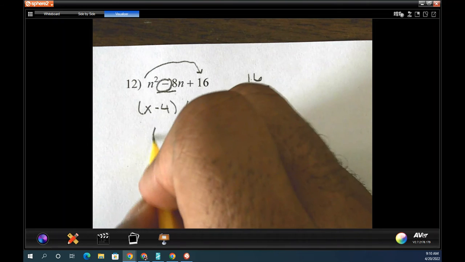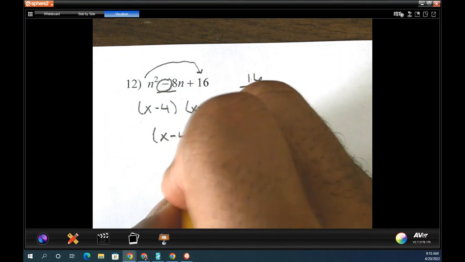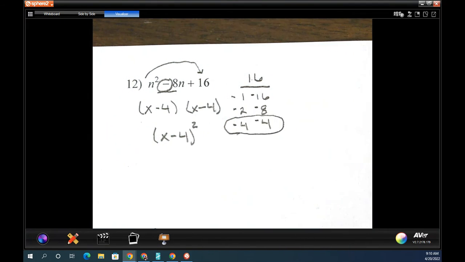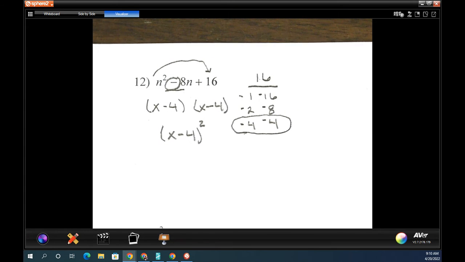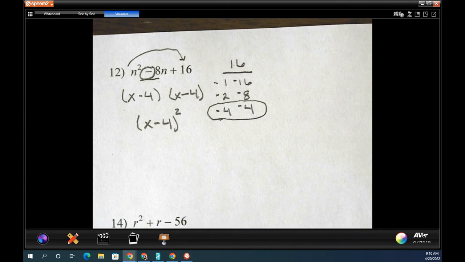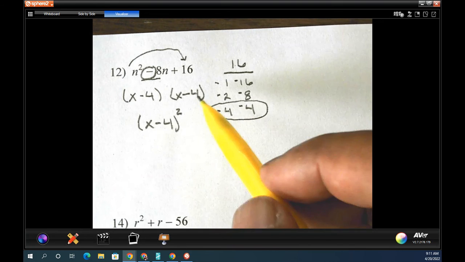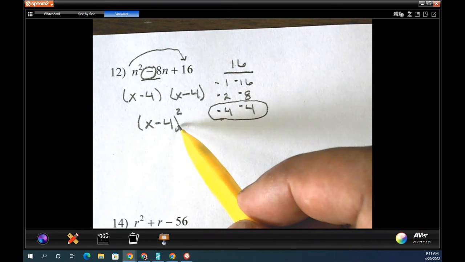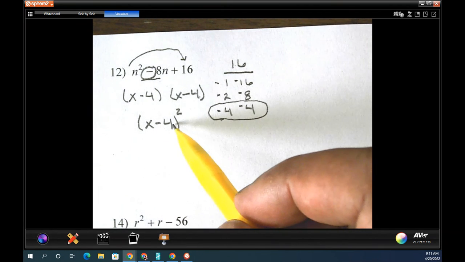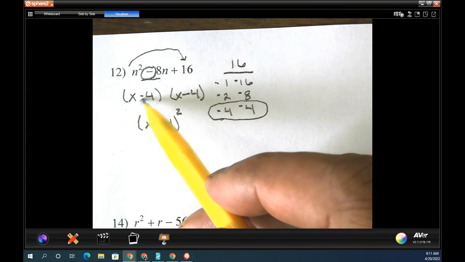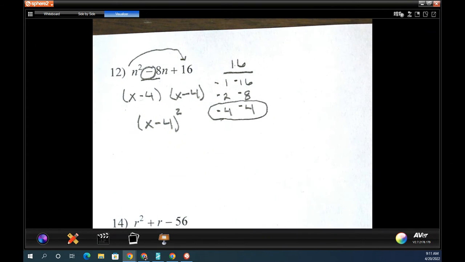But you can write it like this. X minus 4 squared. It's a perfect square. I don't know if Get More Math will take it. I would stick with this. But on the STAR test, you're going to see it like this. Because x minus 4 squared means x minus 4 times x minus 4. Okay?